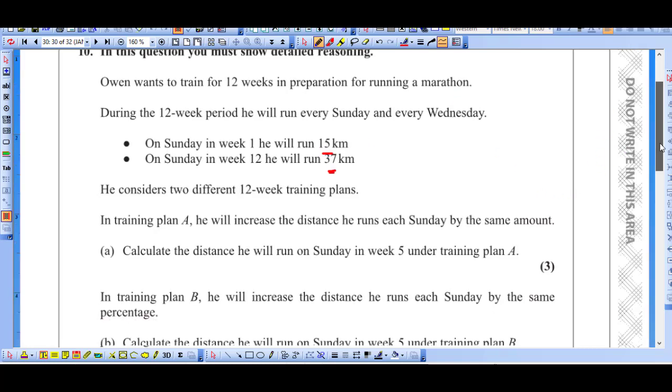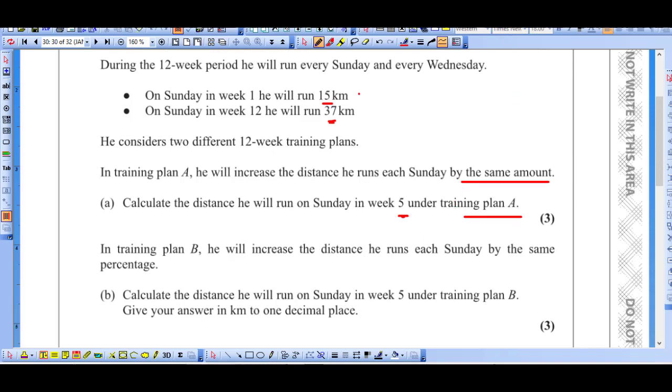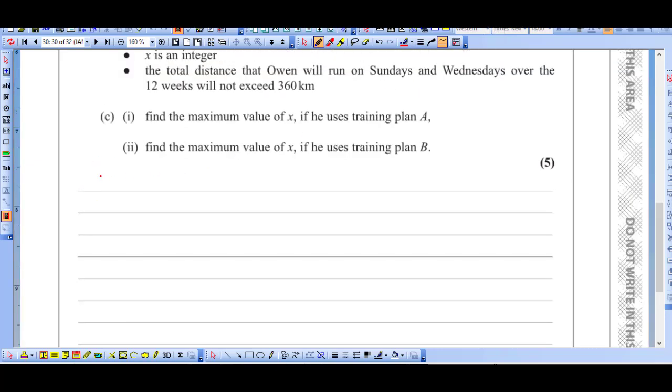He considered two different 12 week running plans. In training plan A, he will increase the distance he runs each Sunday by the same amount, an arithmetic series. Calculate the distance he will run on Sunday in week 5 under training plan A. So arithmetic series: here is a, here is u12. So a is u1, and d I don't know. He needs u5. So let us start. This is part A.